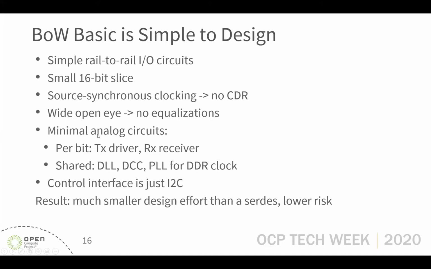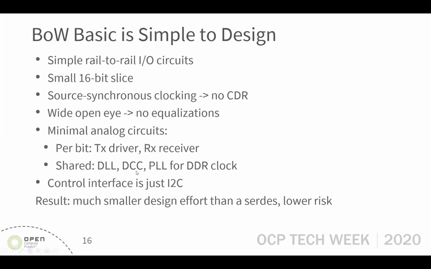The analog circuits are pretty minimal. There's a transmit driver that is source terminated. There's a full swing receiver on the other side. There's a delay lock loop. It can be other means, but the most direct thing is a delay lock loop in order to align the clock to the data. But there's only one of those required for a slice. We don't need to do it for each bit.